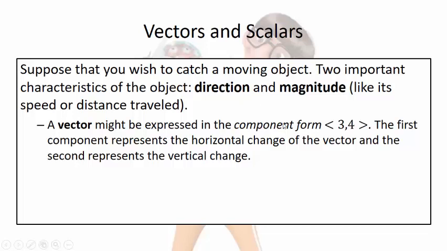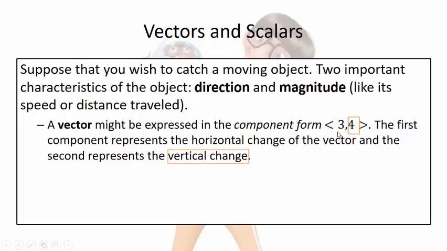A vector might be expressed in this form, called component form, <3, 4>. It kind of looks like a point, but you'll notice I have these pointy brackets here. Some books and some programs will even use just the regular parentheses like we would use for a point. If this were an ordered pair (3, 4), then that represents an object going from a point, say the origin (0, 0), to the point (3, 4). So a total change horizontally of 3 and a total vertical change of positive 4.